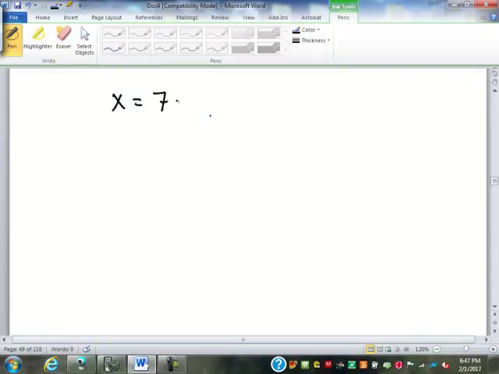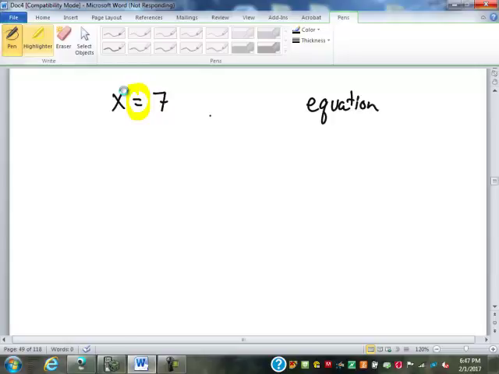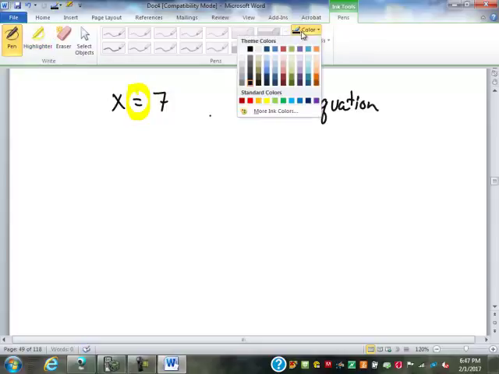X equals 7. A variable equals a number. That is called an equation. And it all comes down to this symbol right there. What's that symbol? Equals. Equal sign. What's it mean? The same as is a good definition, yeah. Most groups struggle to define it without using the word equals. And it's the same as.